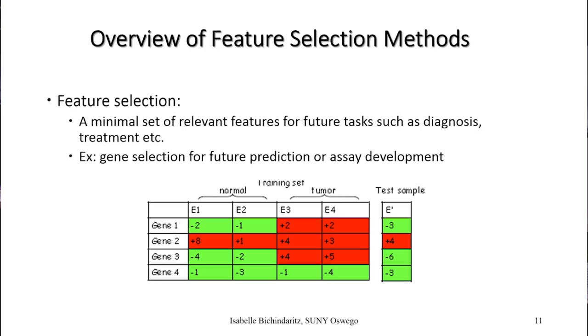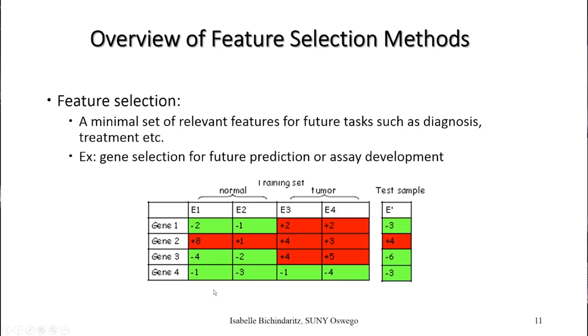So feature selection aims at automatically finding a minimal set of relevant features for future tasks such as diagnosis, treatment, etc. So again, it's part of the pre-processing of the data. For example, very often we want to select genes that are particularly associated with some diseases. You probably know about that. There are some genes that have been identified that are associated, for example, with breast cancer and with other diseases. But this is general about many, many diseases.